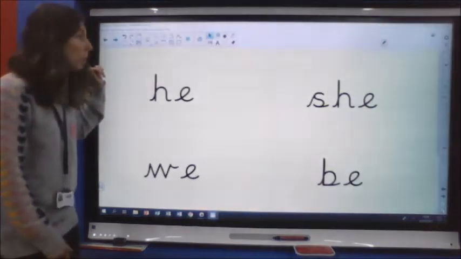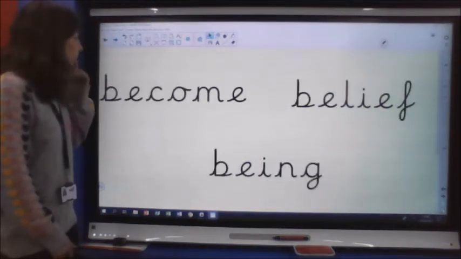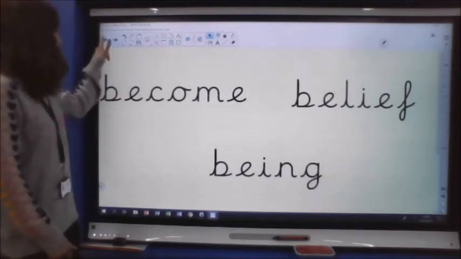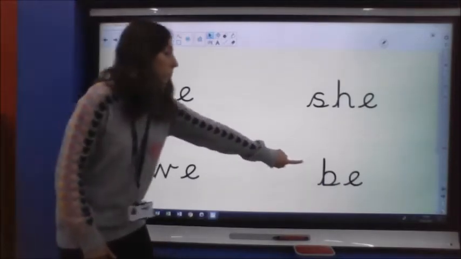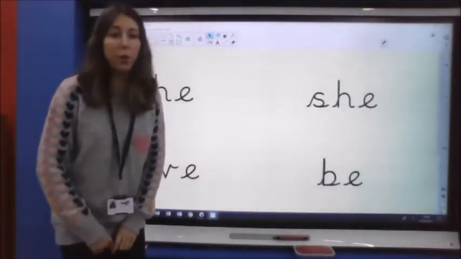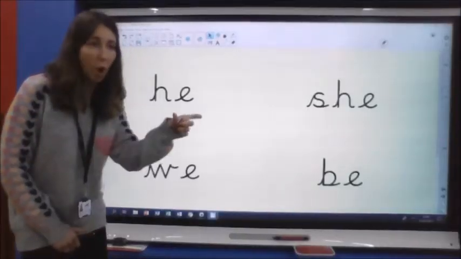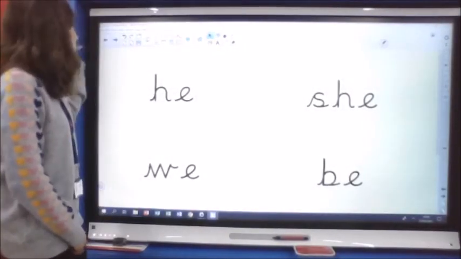Let's look at some tricky ones, shall we? Oh, okay, so these ones all start with B, don't they? So we had be. Be is a tricky word on its own. We need to be kind. But then be can often come at the start of some words.